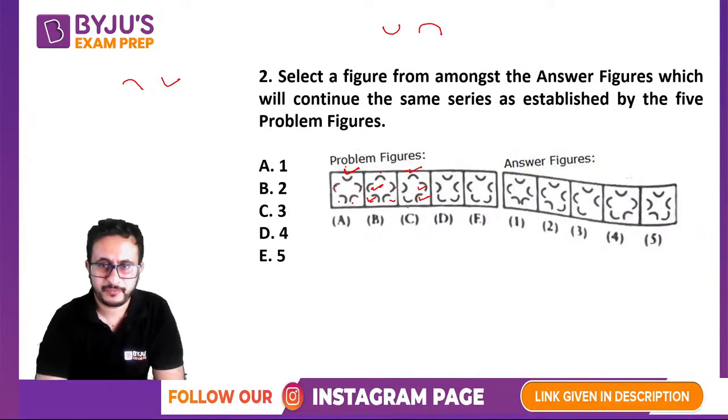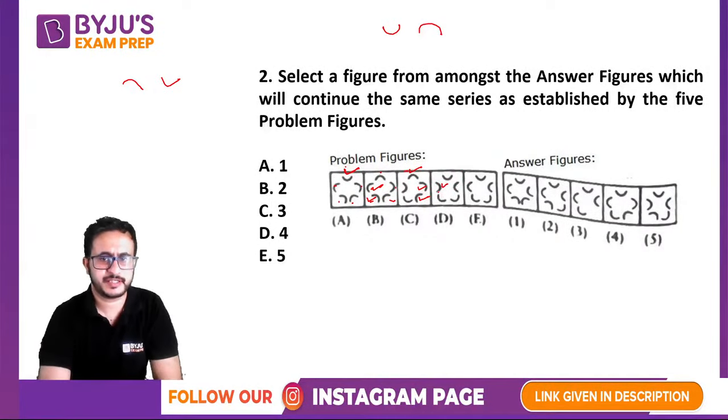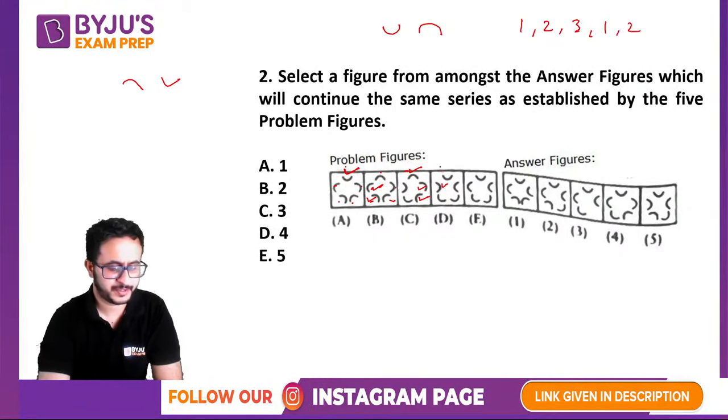Now from D to E, this is the same, this has changed the direction. These two are the same, this is also the same. So only one image changed the direction from D to E. So it is basically one image changing the direction, two images changing the direction, three images, one. Next should be two images changing the direction.